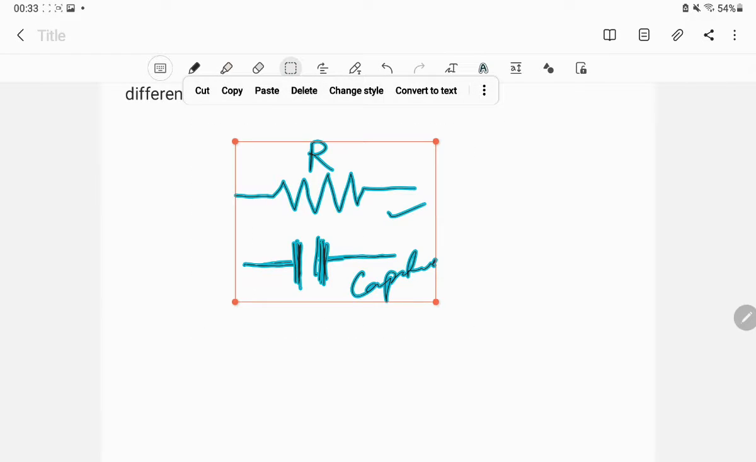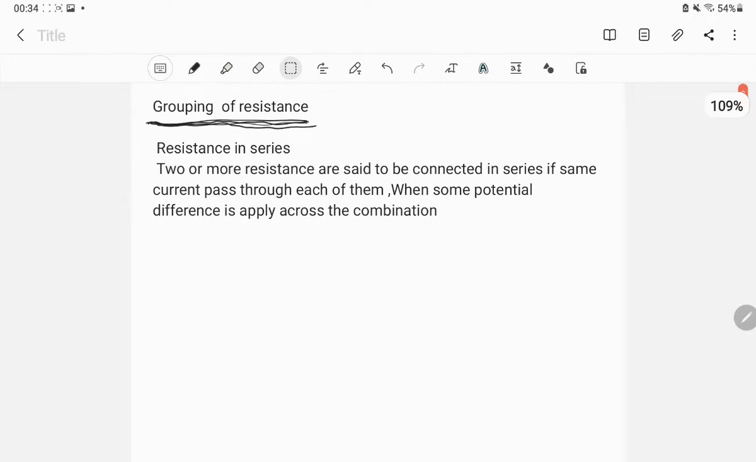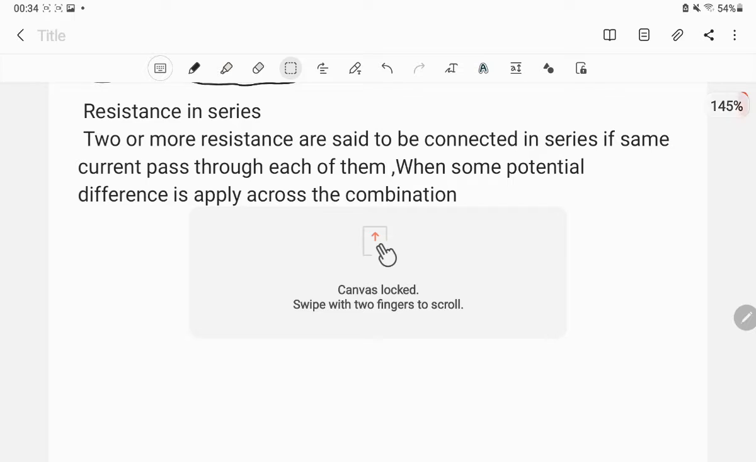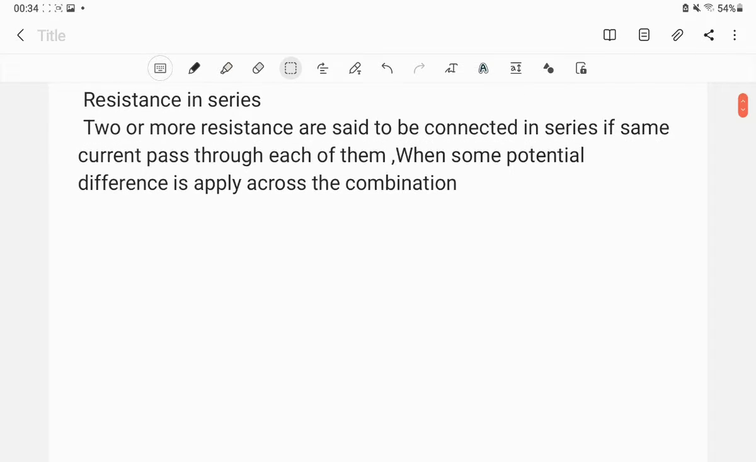Now let's see what is resistance in series first. Two or more resistances are said to be connected in series if the same current passes through each of them when some potential difference is applied across the conductor. Means in all the resistances the current will be the same.